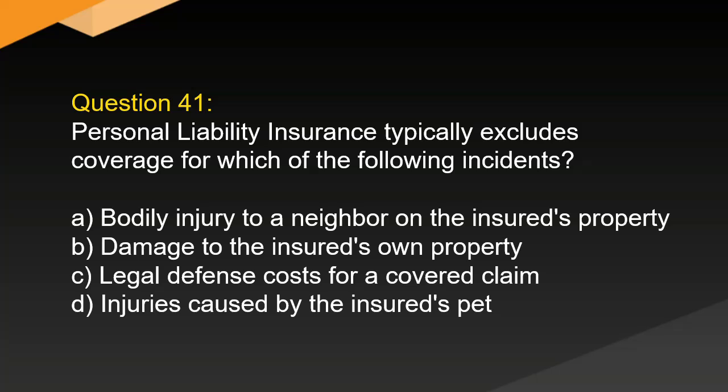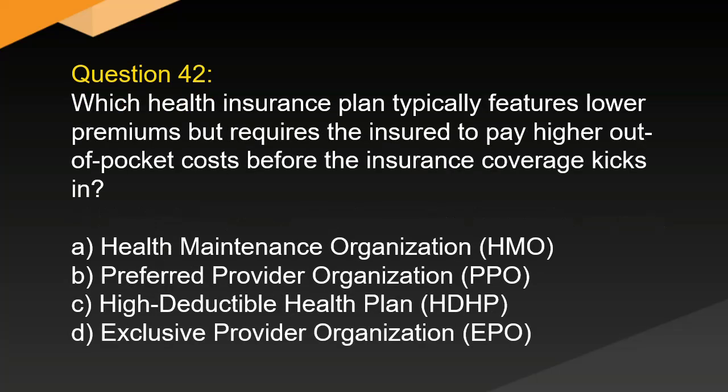A. Bodily injury to a neighbor on the insured's property. B. Damage to the insured's own property. C. Legal defense costs for a covered claim. D. Injuries caused by the insured's pet. Question 42. Which health insurance plan typically features lower premiums but requires the insured to pay higher out-of-pocket costs before the insurance coverage kicks in?